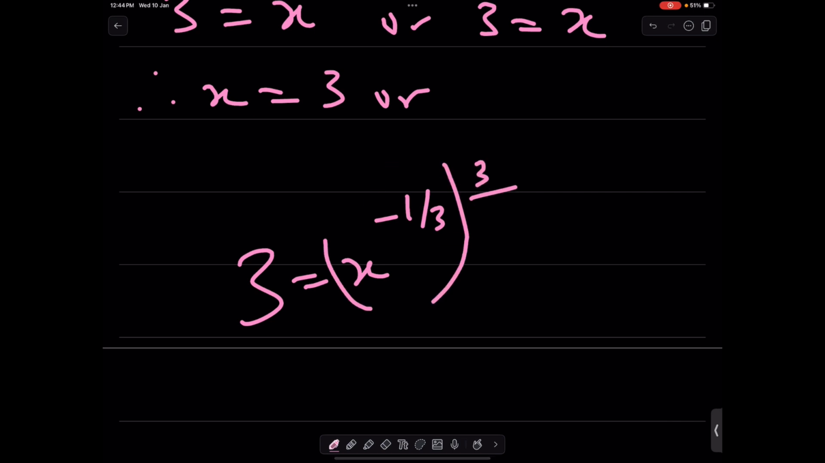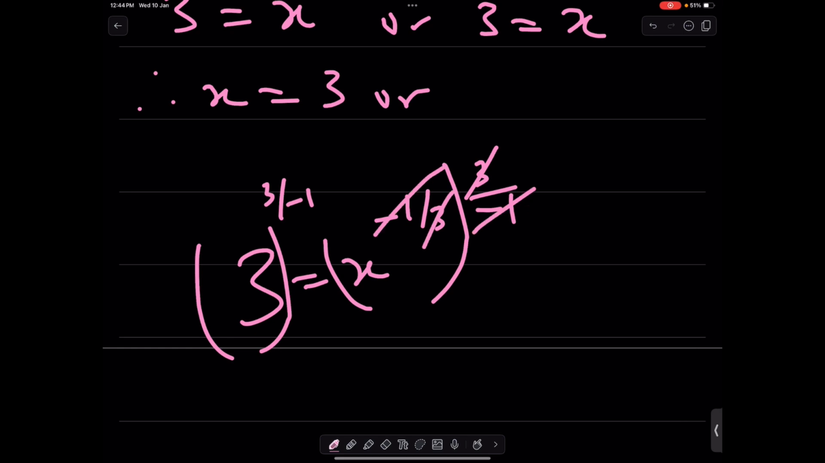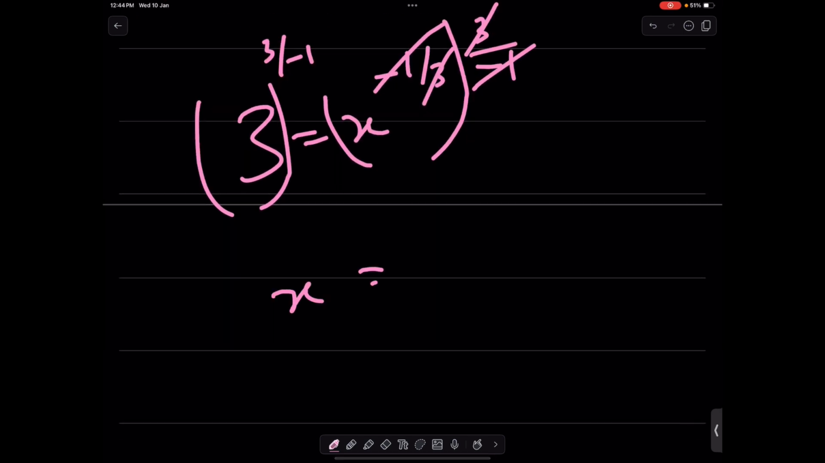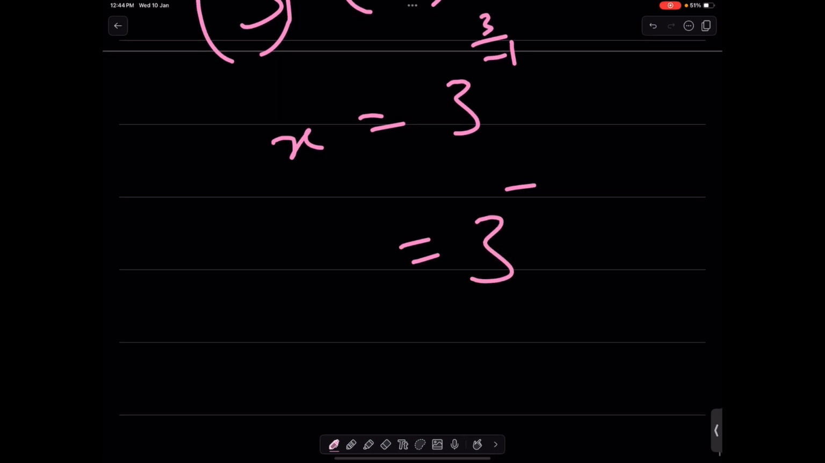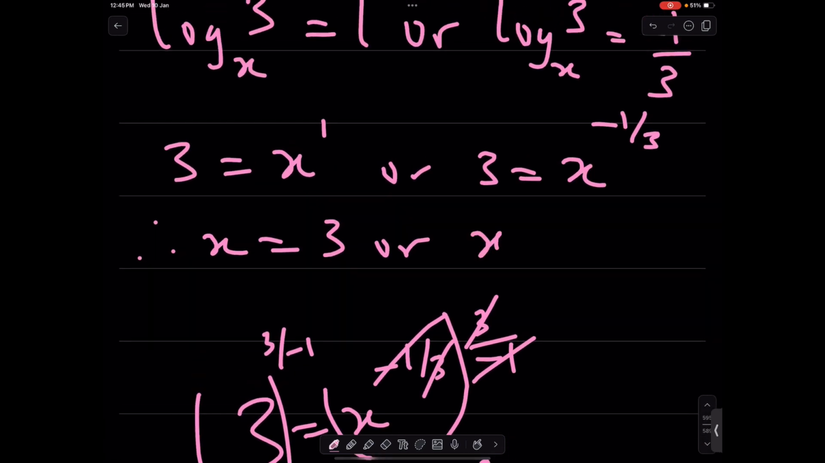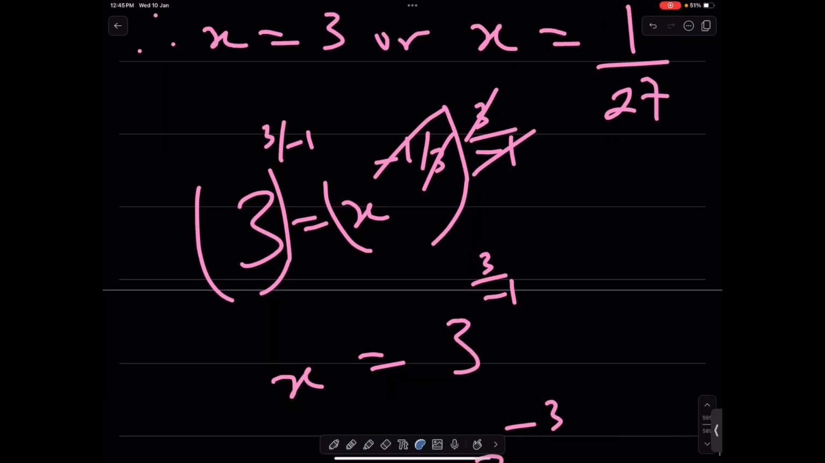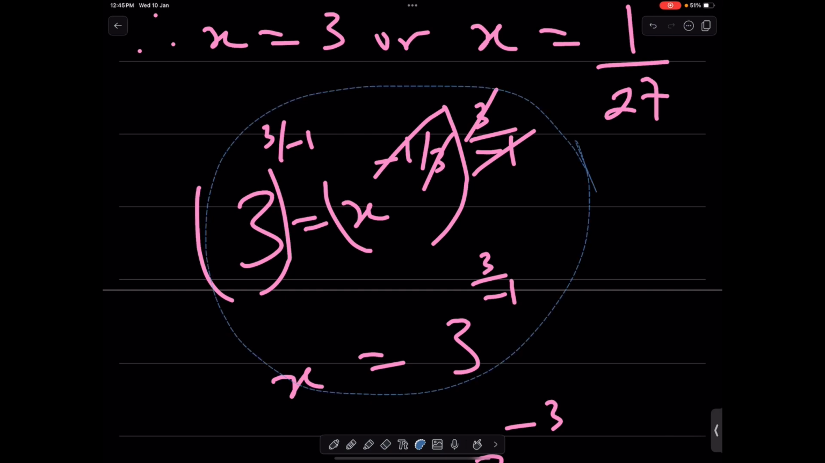So I'm raising it to power 3 over minus 1. So 3 cancels 3, minus 1 cancels minus 1. And that simply means x equals 3 raised to power 3 over minus 1, which is simply the same as 3 raised to power minus 3, which is 1 over 3 raised to power 3, and that's 1 over 27. So that's what it is, very, very simply. That means x equals 1 all over 27. All right, and that's it.